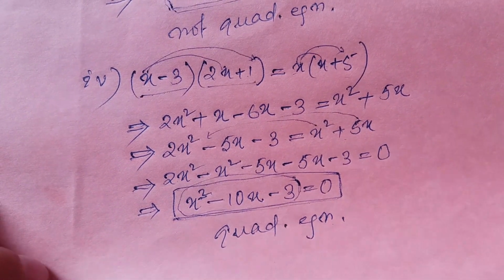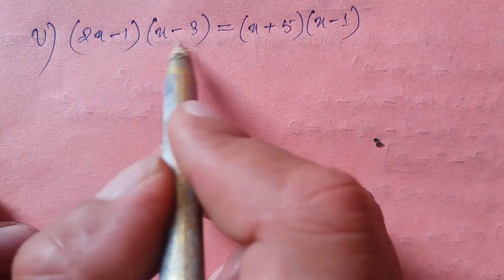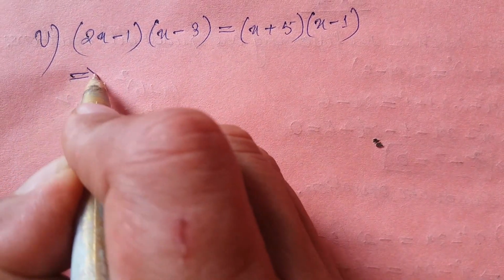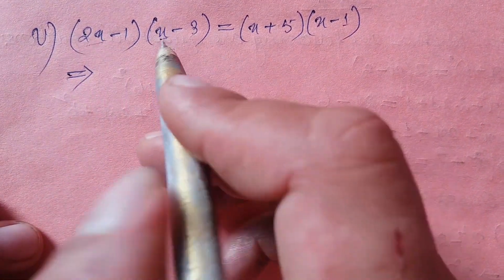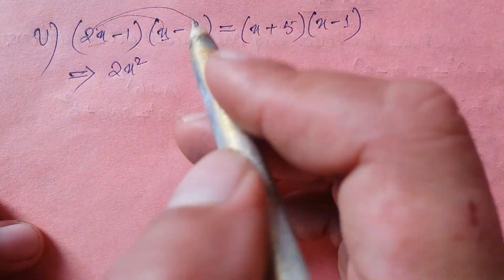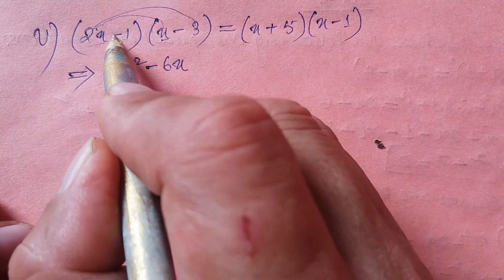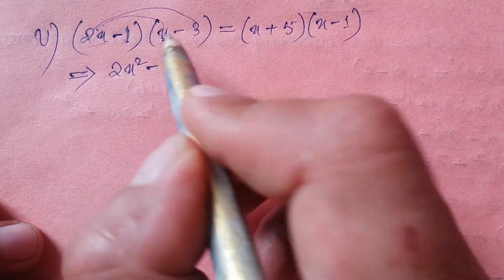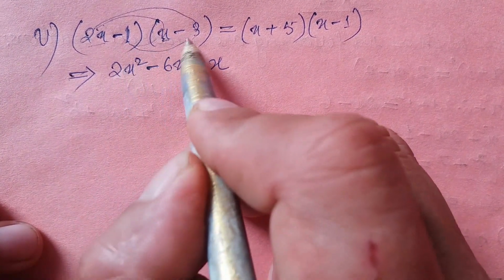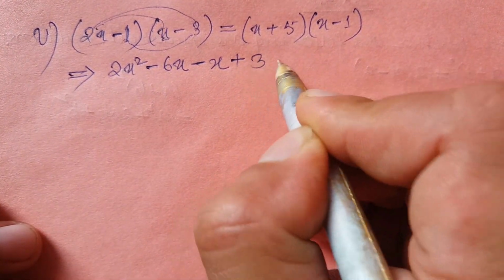Now let's see the next one, that is Roman number 5. Now again we will multiply here left hand side and also the right hand side. So let's multiply now. 2x into x is 2x square, and then 2x into minus 3 is minus 6x. Again now here we have minus 1 into x is minus 1x, that is minus x.